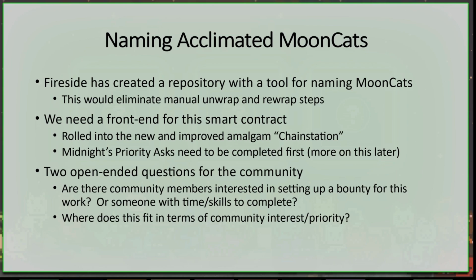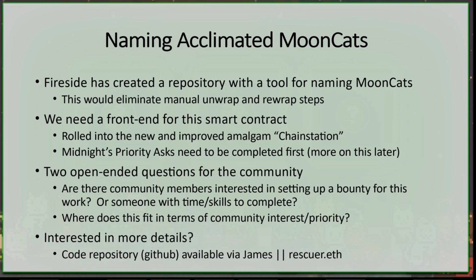And also the second half of that question is, where does this fit in terms of community interest and priority? We see interest in naming MoonCats as a very spiky interest. So like there have been 4 MoonCats that have been named this week, which means there were enough people that were interested and capable of manual contract interactions that they did it. If there was an easier way to do it, would there be 4 or would there be more?